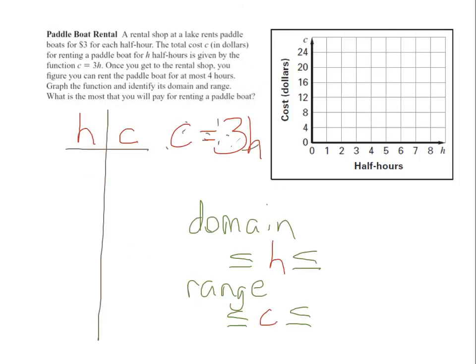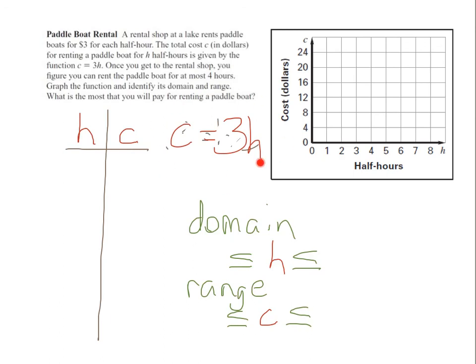Here is your problem, ladies and gentlemen, and as you can see, I've sort of set up some good information for you. A rental shop at a lake rents paddle boats. Those are awesome. If you ever had a chance to get a paddle boat, trust me, you won't be sorry. A rental shop at a lake rents paddle boats for $3 for each half hour. The total cost, C in dollars, for renting a paddle boat H half hours is given by the function C is equal to 3H.